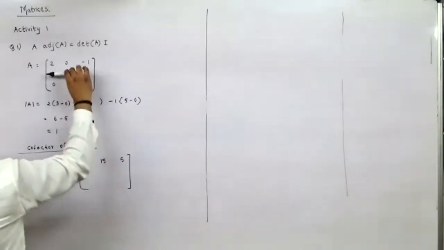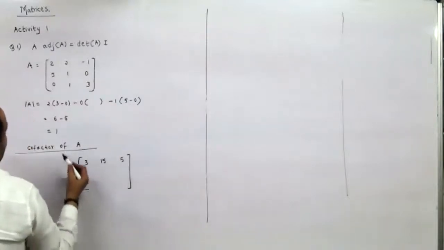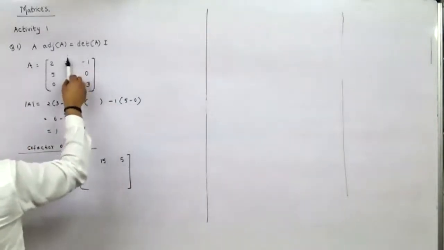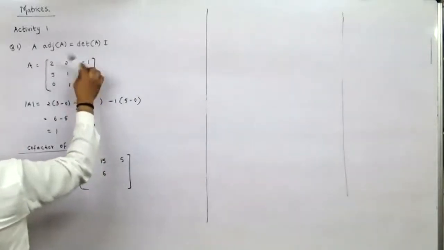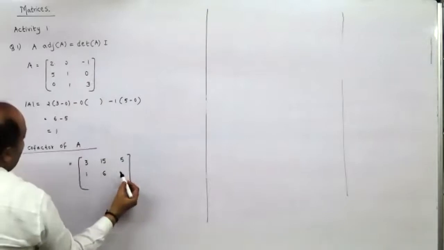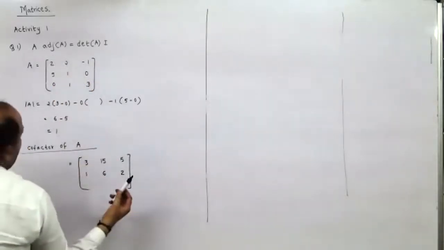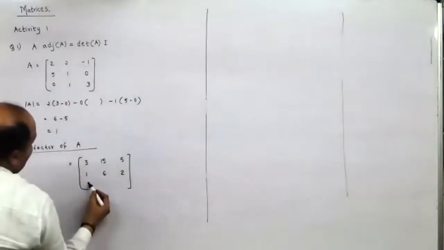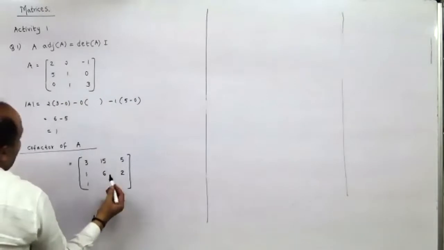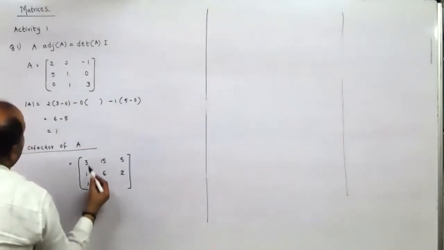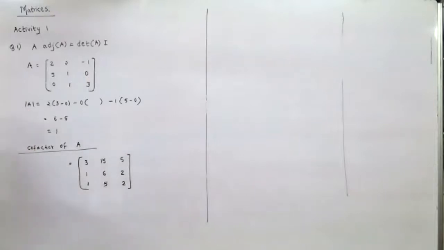Then you cover the second row and the first column. You will get 0 plus 1. That is 1. You cover the second row and the second column, you will get 6. You will cover the second row and the third column, you will get 2. You cover the third row and the first column, you would get 0 plus 1. I hope you are following it. Then cover the third row and the second column, you will get 0 plus 5. Cover the third row and the third column, you will get 2 minus 0. So this is cofactor.